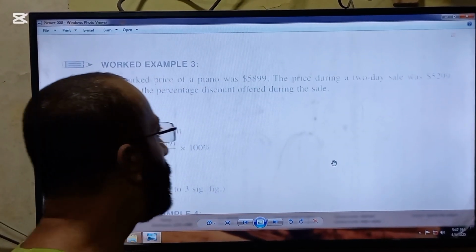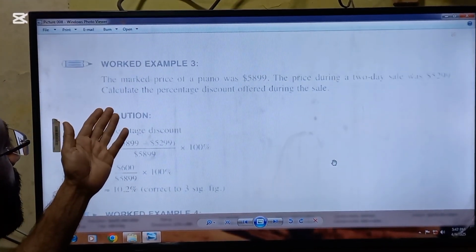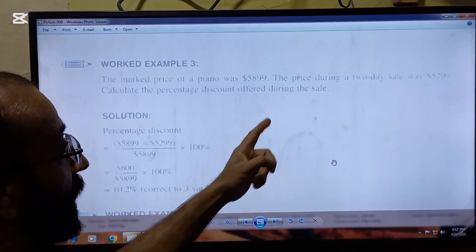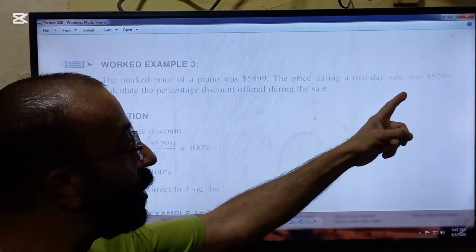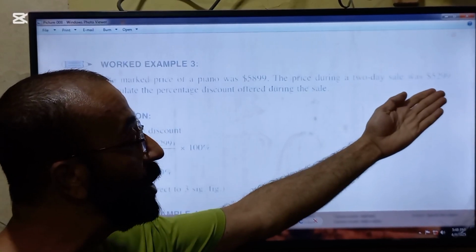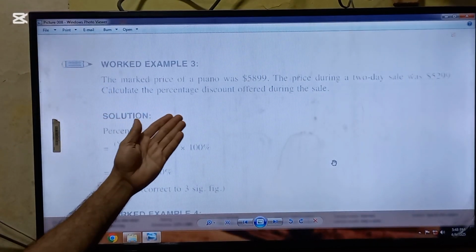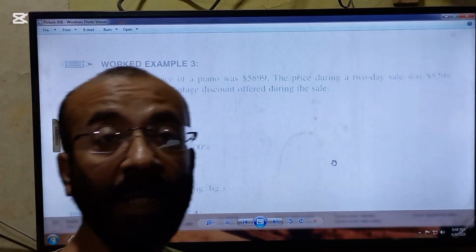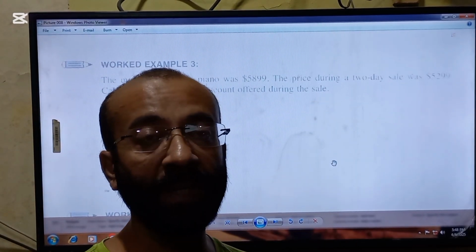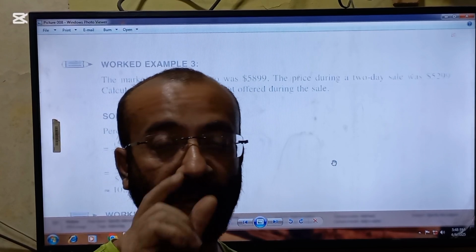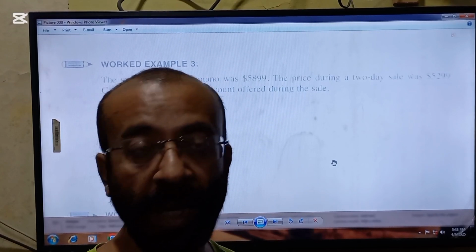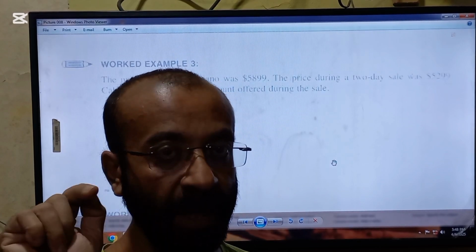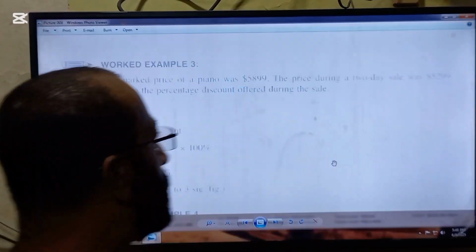Here is another question for explanation. The statement is: the mark price of a piano was 5899. So this is the mark price. The price during a 2-day sale was 5299. So this is the reduced price. Calculate the percentage discount offered during the sale. So percentage discount is the requirement. It means first we have to find the discount, and that discount should be placed in the numerator, and in the denominator we have to place the mark price. Multiplying by 100% will give the answer.